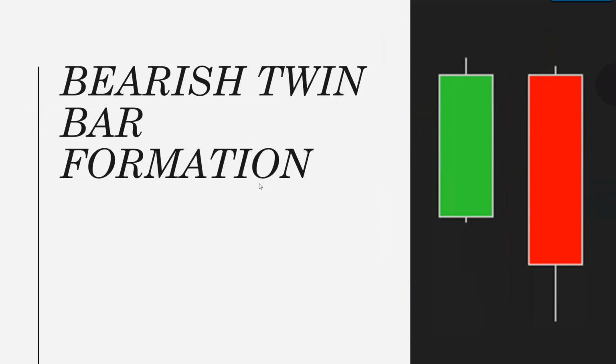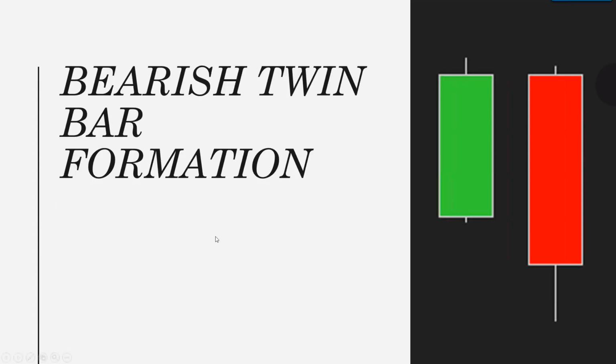Then we have the bearish twin bar formation to the downside. In this case, we have a bullish bar followed by a bearish bar. The next price bar should go down, okay? And all it is telling you is they pushed price up, sellers came in and said, no, you're not, and they're taking it straight back down.